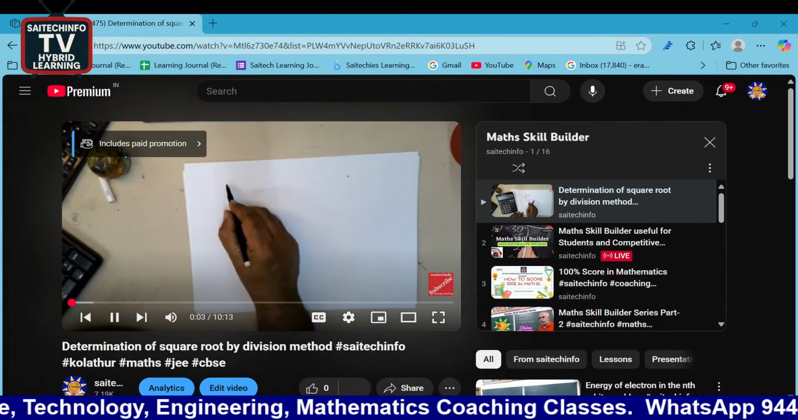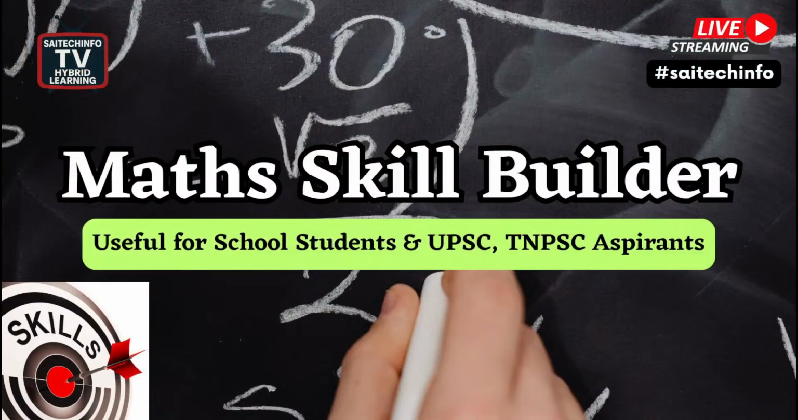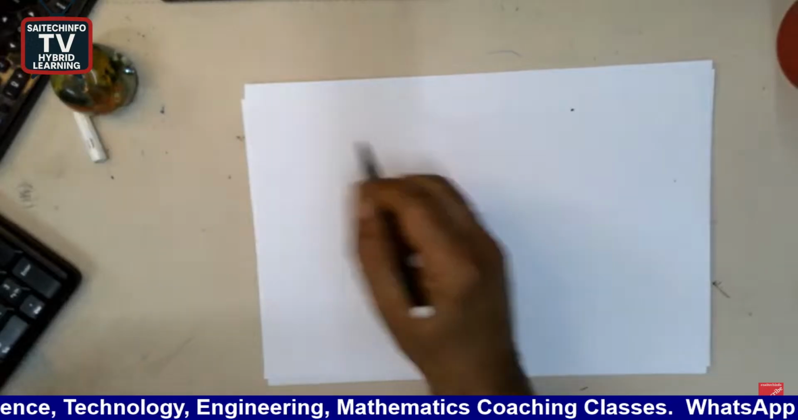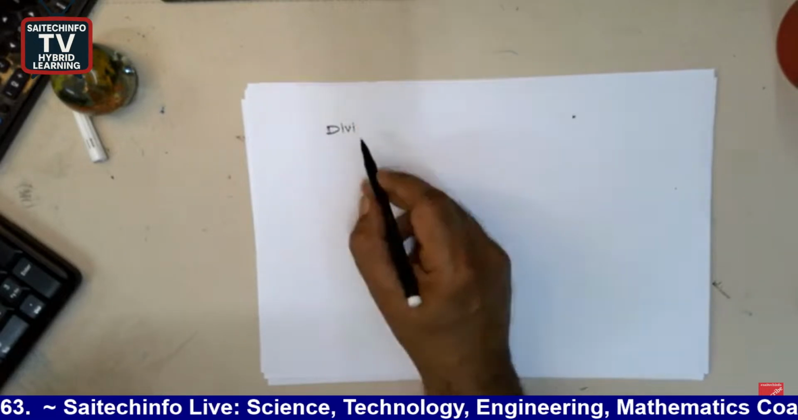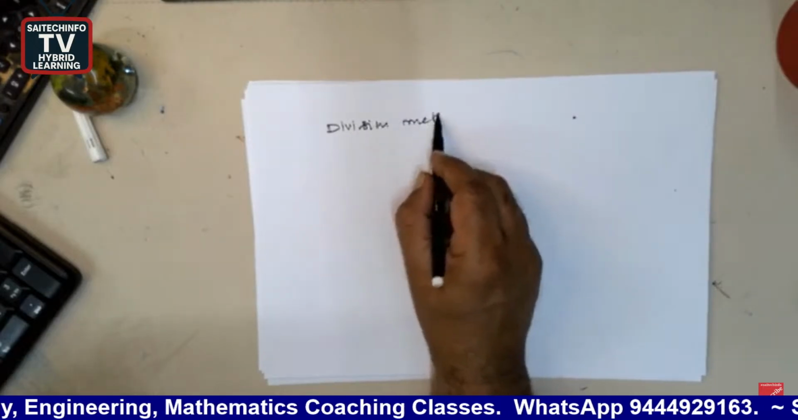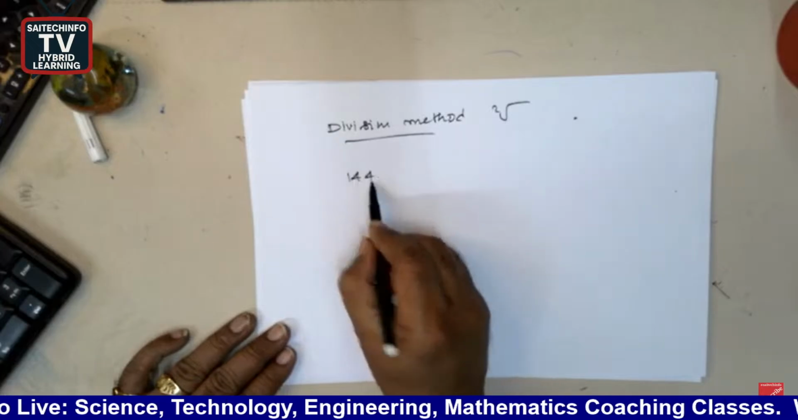Square root. Let me consider the division method. Take down the division method of determining the square root of any value. Let me take up a very small number that is very familiar.